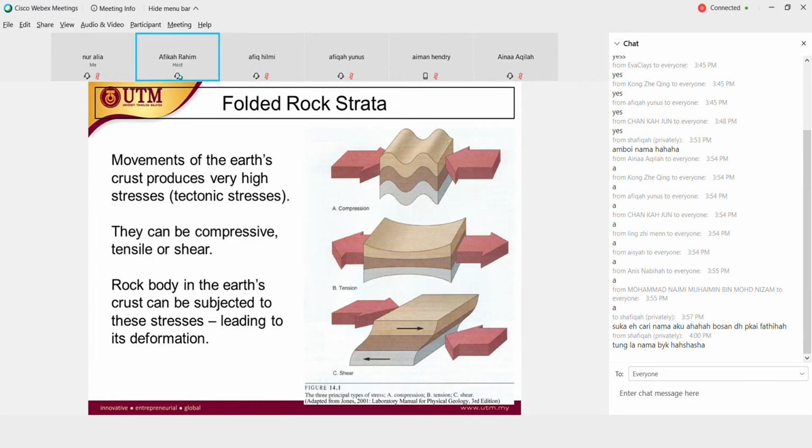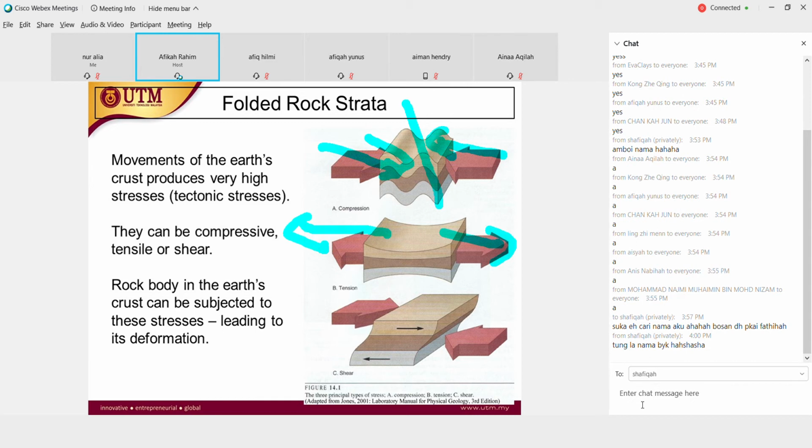Then, movement of the earth has three types: compression, tension, and shear. Compression is pulling two forces into one direction. Tension is pulling apart, like, no way, I don't want this, we go in separate ways. We call it tensile. And this one is shear.